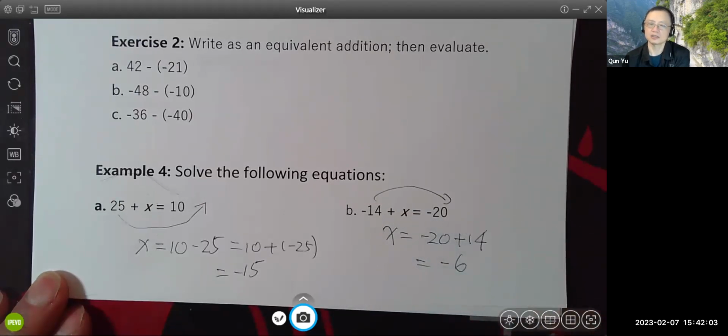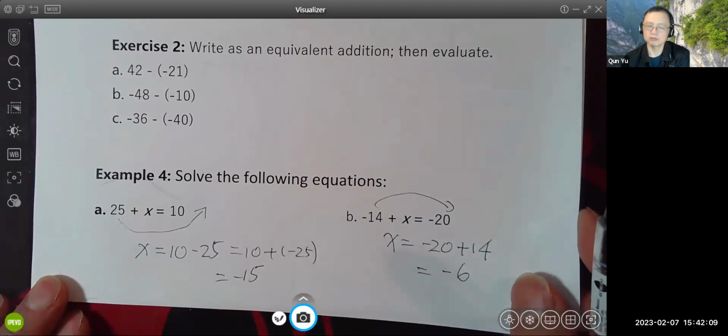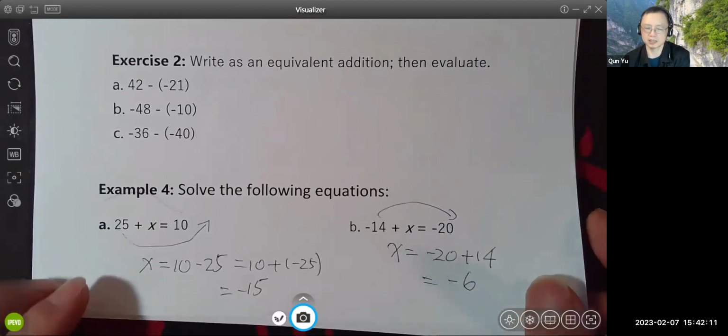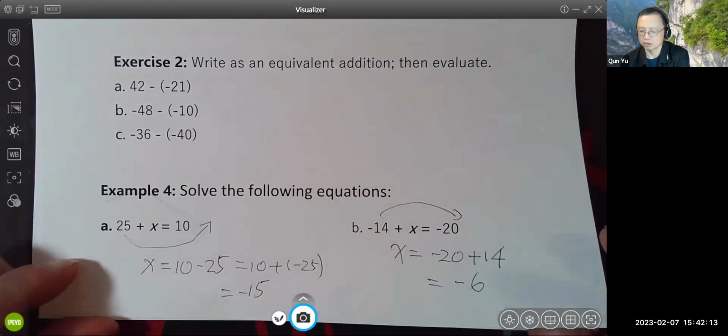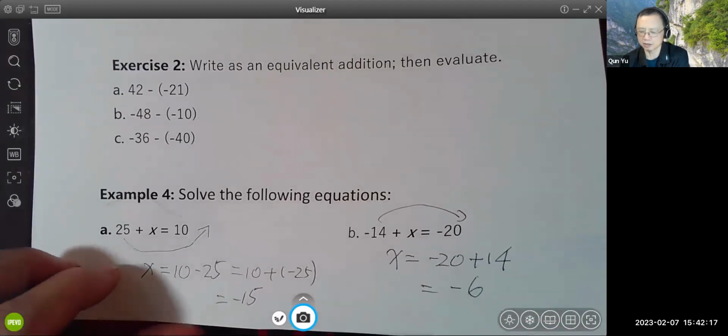See, it's not that hard, all right? It just takes a little bit of practice to get used to working with negative numbers. It doesn't take very long for you to get used to it. Just like you work with whole positive numbers, there's not much difference.